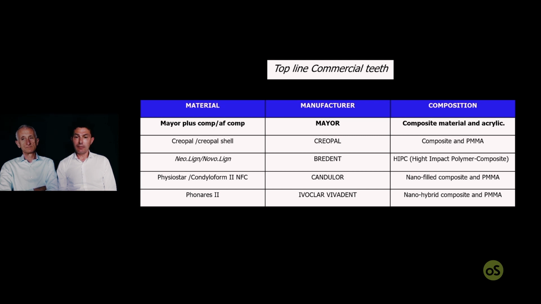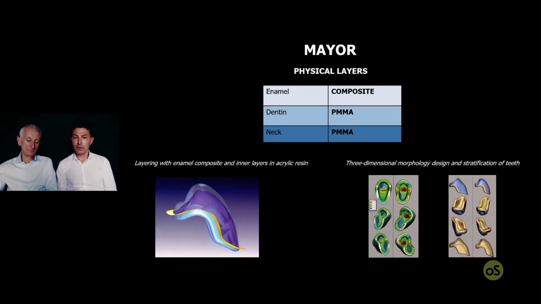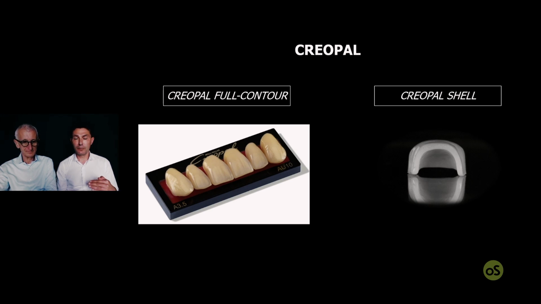And in the top line of this brand, if you look in the table, every brand has a composite in the last layer, in the enamel. And it's possible to select the full contour or only veneer, but it doesn't change. The external surface of the tooth is made by composite.